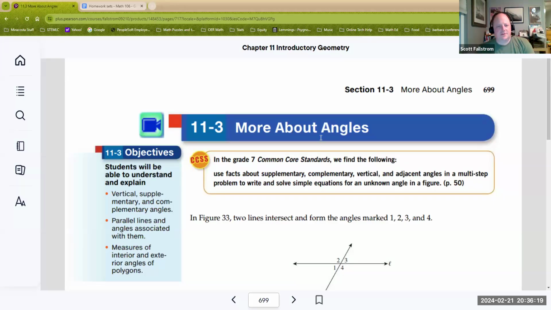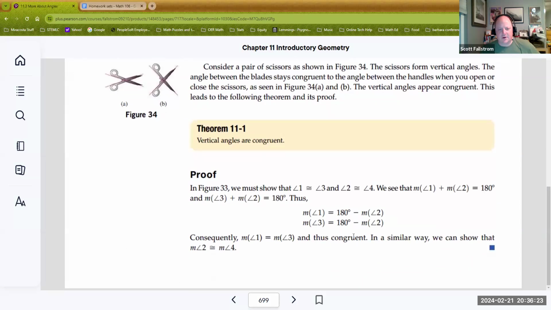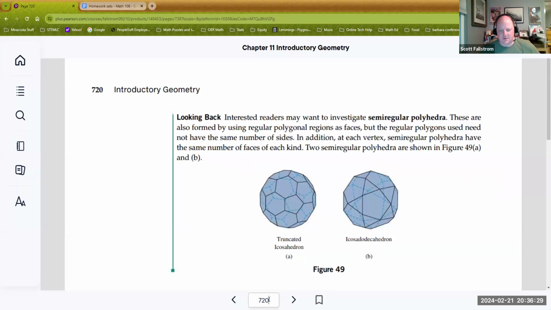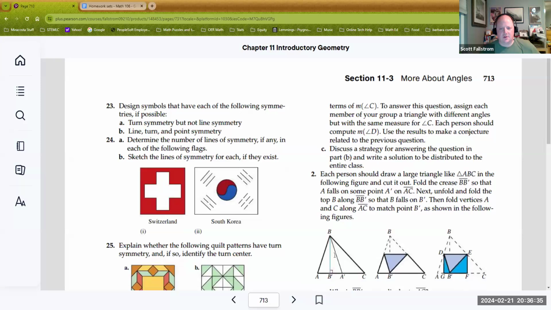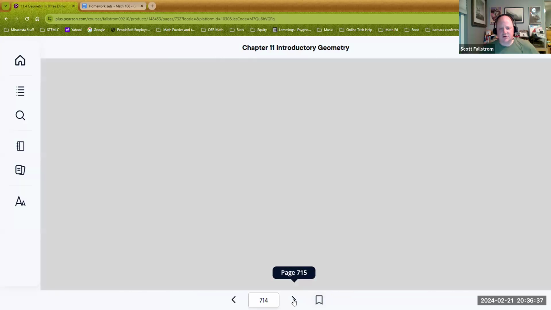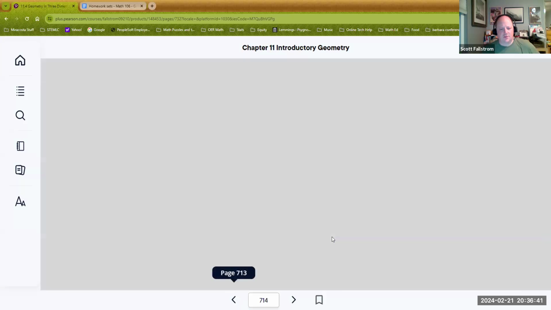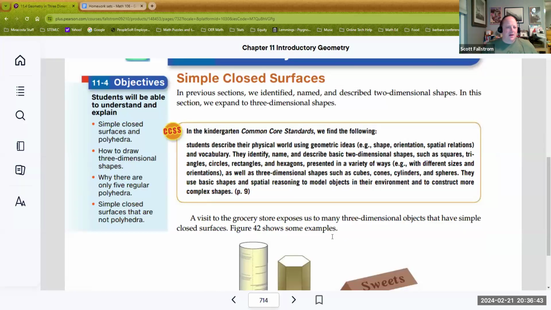Hello, students. Now we've talked about 11.3, and so I'm going to jump forward to 11.4, and we'll wrap this section up with the symmetries. Here we go, a little bit too far. There we are at the bottom.